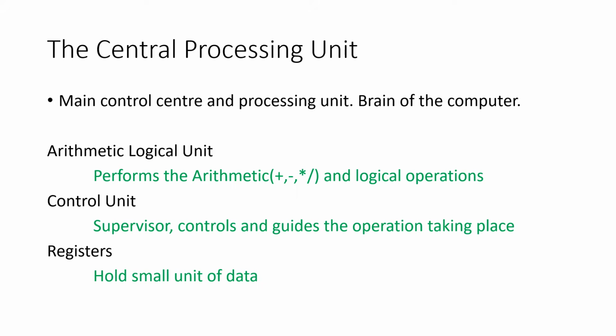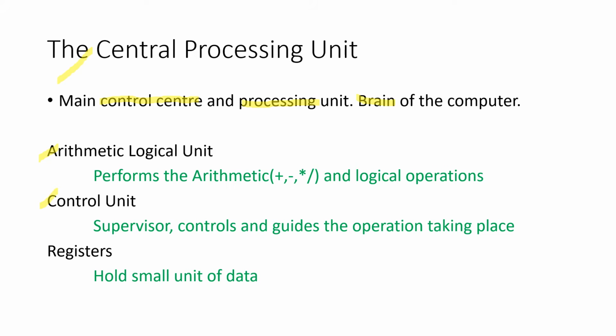The next important unit we are going to look into is the central processing unit, the CPU. The central processing unit is the main control center and the processing unit. It is also called the brain of the computer. The central processing unit guides, directs, controls and governs the performance of the computer, and this is done with the help of three subcomponents: the arithmetic logical unit (ALU), the control unit (CU), and the registers.